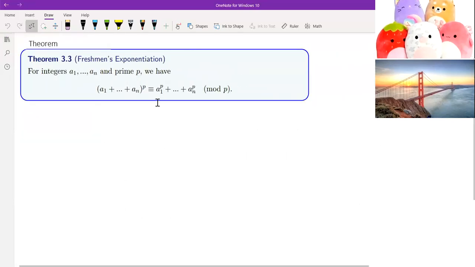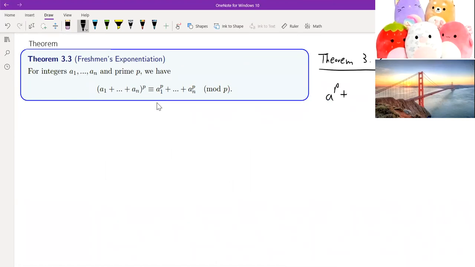So remember, we just proved in the previous problem, which I believe is theorem 3.2, that for two numbers a and b, a to the power of p plus b to the power of p is congruent to a plus b to the power of p mod p, where p is prime. So let's use this theorem to try to prove this more generalized theorem where we have a lot more variables.